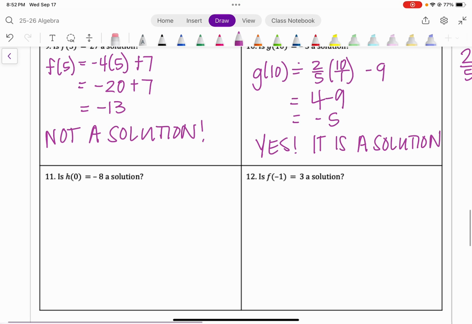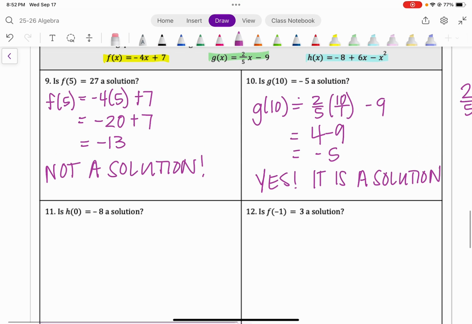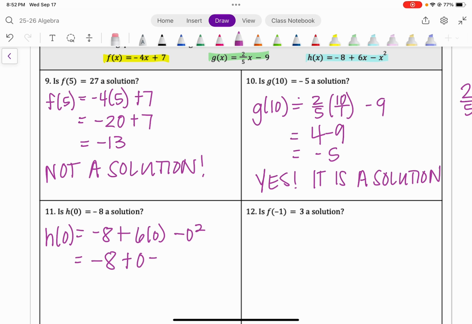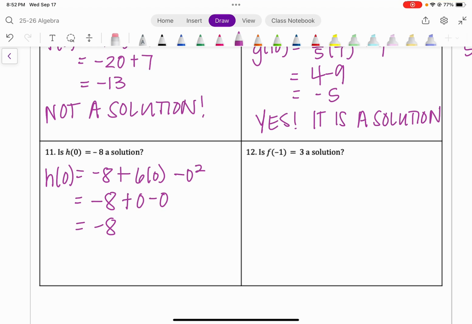Now, is h of 0, does that equal negative 8? So h of 0 is negative 8 plus 6 times 0 minus 0 squared. So 0 is a really easy input. So negative 8 plus 0 and minus 0, that's just negative 8. And it was asking if we plug in 0, will we get a negative 8? Yes. It is a solution.